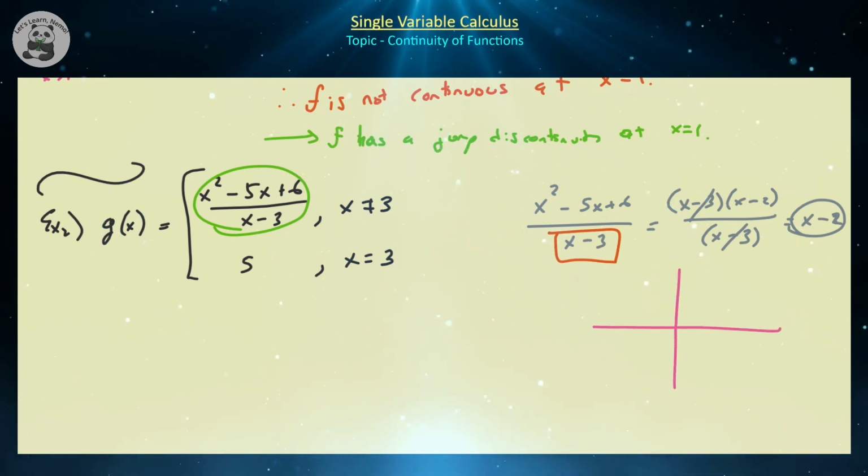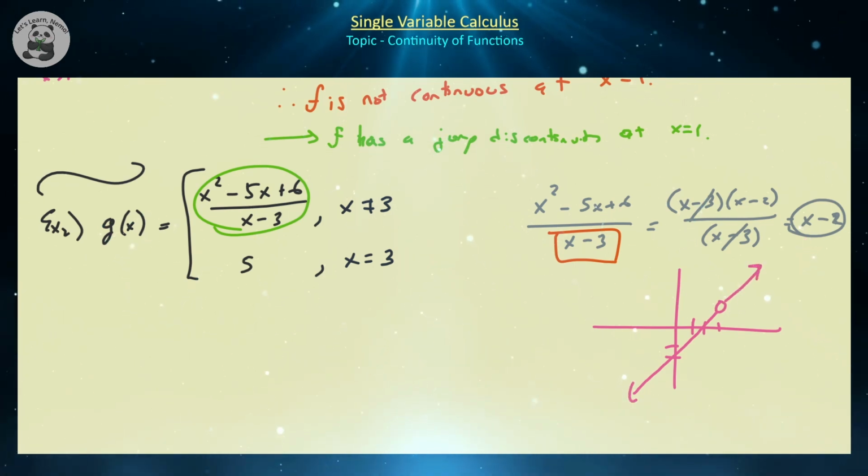So if we take a look at the first part of that function, x cannot be equal to 3, and the line practically looks like x minus 2. In particular, it's going to look something like this. That's what the first part of this function looks like. And in terms of our classification, this has a removable discontinuity, because you can easily fill in that hole in order to remove it.